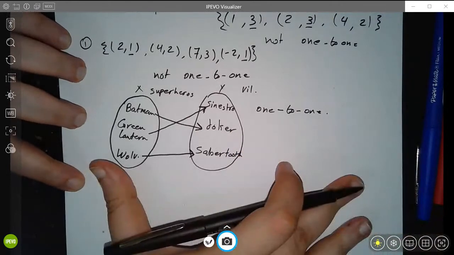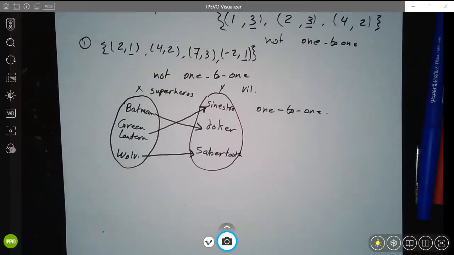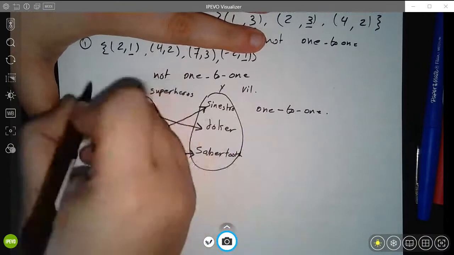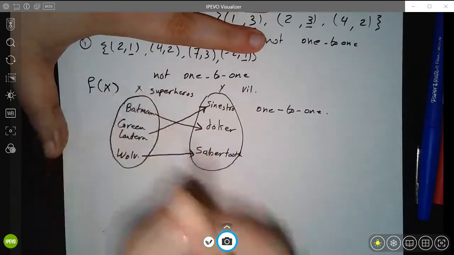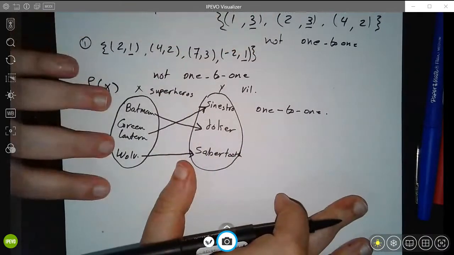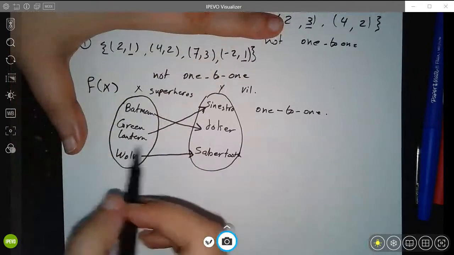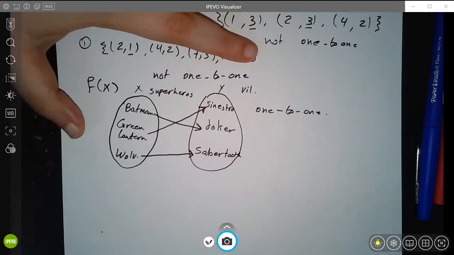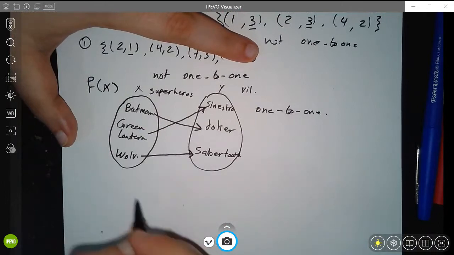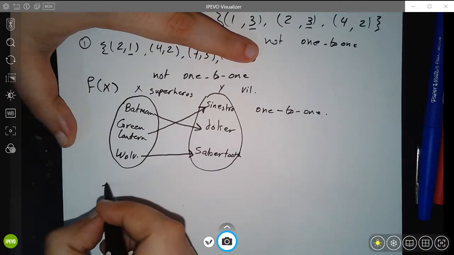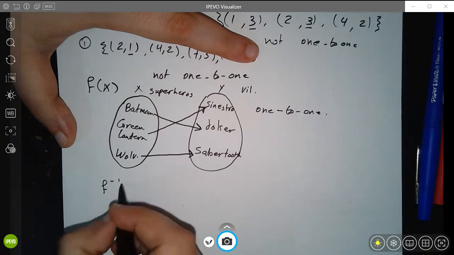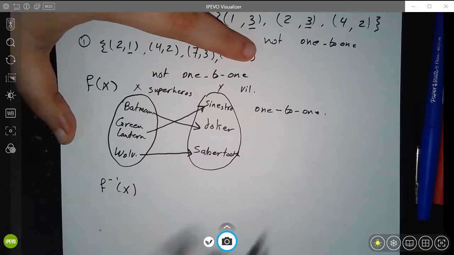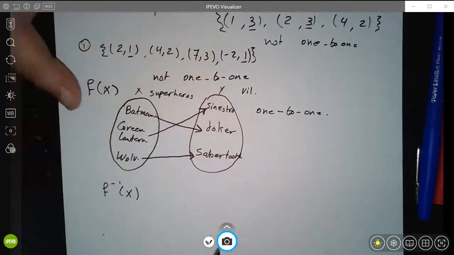Okay. So let's call this relation right here f of x. This is my function f of x, where x is here, y is here. This is your domain, and that's your range. So what if I want you to tell me what would be the domain and range of f inverse of this f of x? Well, in that case, you would flip these two.